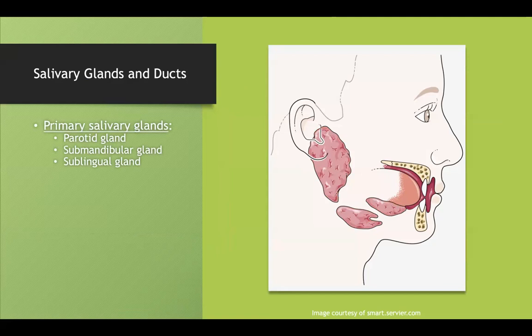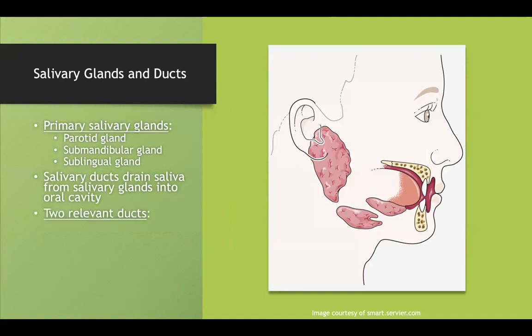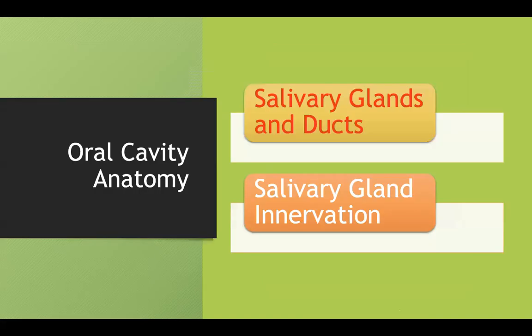Now, each of these glands has salivary ducts that can drain the saliva that's produced in the gland and into the oral cavity. And two ducts that you have to know, there's the parotid duct, also known as Stenson's duct, and that's going to be located here, coming off of the parotid gland. And you also have the submandibular duct, also known as Wharton's duct, which would obviously attach from the submandibular gland and into the oral cavity.